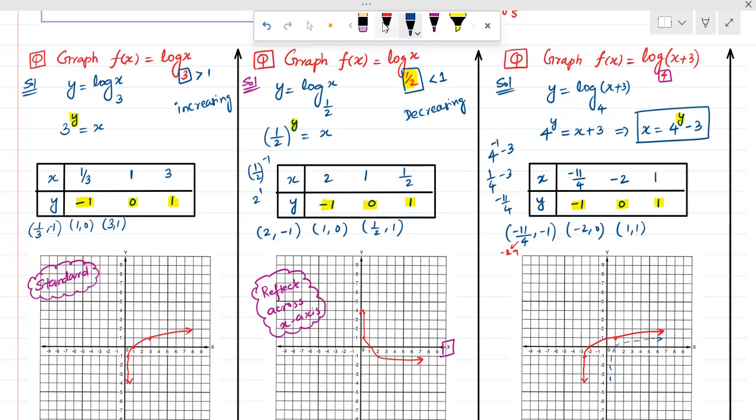But what happened here? There is a translation. What is the translation here? It is moving 1 unit, 2 units, 3 units to the left. So I will say whenever you have a plus 3 inside, it is left by 3 units. When you have a minus 3, we say it is right by 3 units. Whenever you have a minus, it is shifted to the right by 3 units.